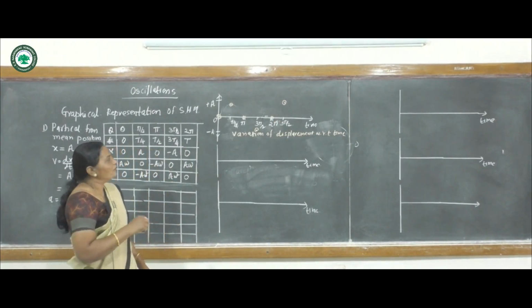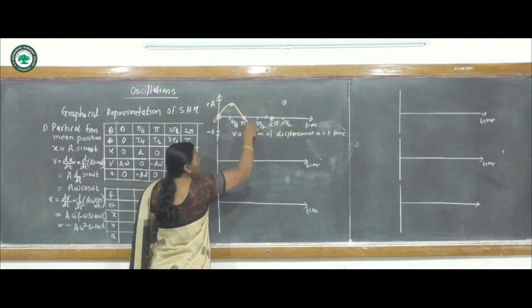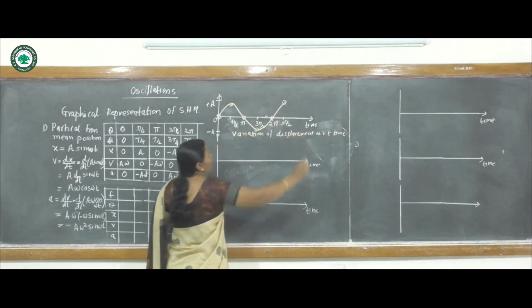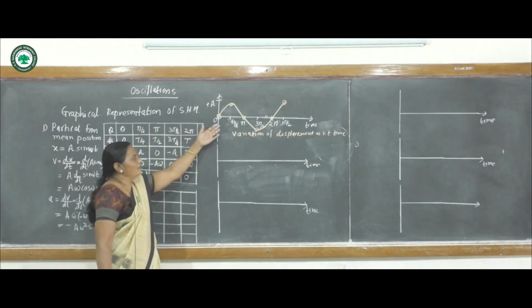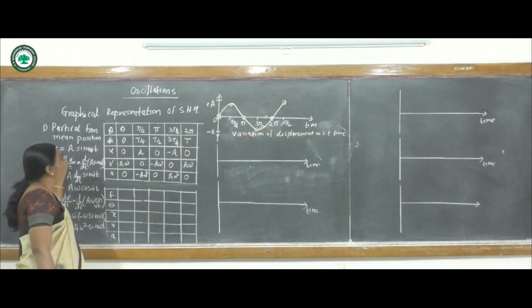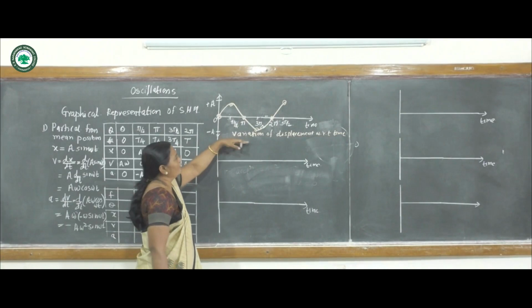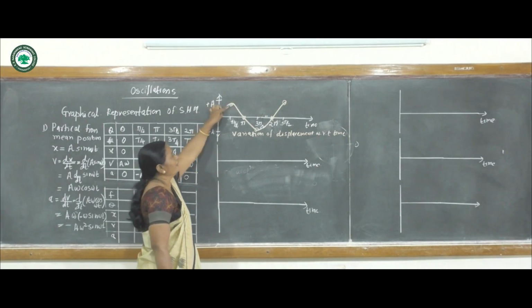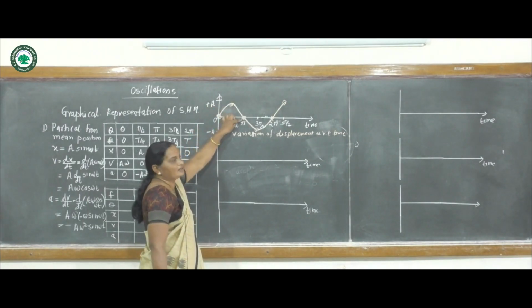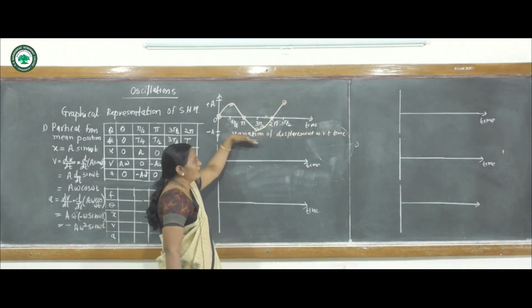The position or displacement can be represented graphically like this. This is the sine function. It can be graphically represented as sine. In this case the displacement is a sine omega t, and the variation of displacement can be shown like this. Initially the particle is at mean position, then at extreme position, then mean position, extreme position, mean position and extreme position. The displacement can be graphically shown like this.